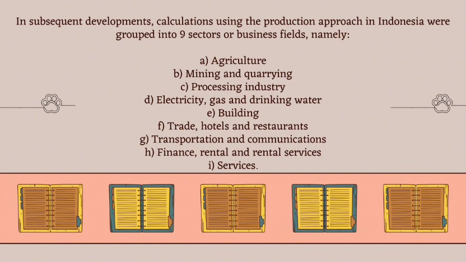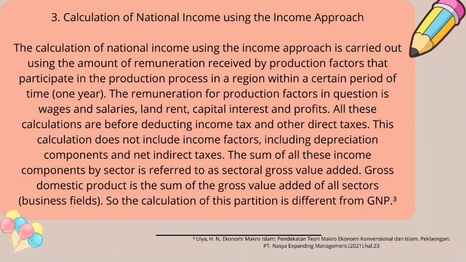Agriculture, B. Mining and quarrying, C. Processing industry, D. Electricity, gas and drinking water, E. Building, F. Trade, hotels and restaurants, G. Transportation and communication, H. Finance, rental and rental services, I. Services. 3. Calculation of national income using the income approach.